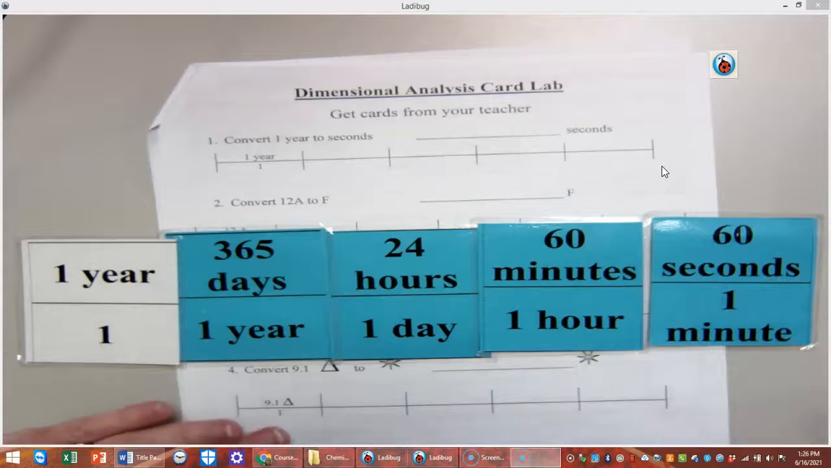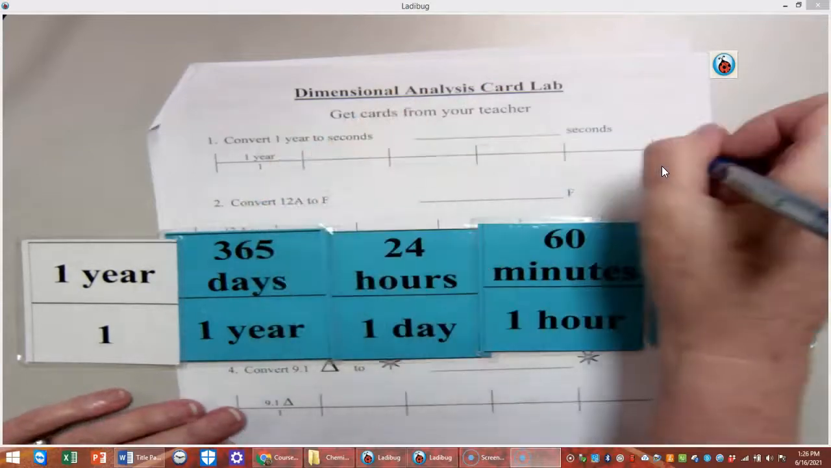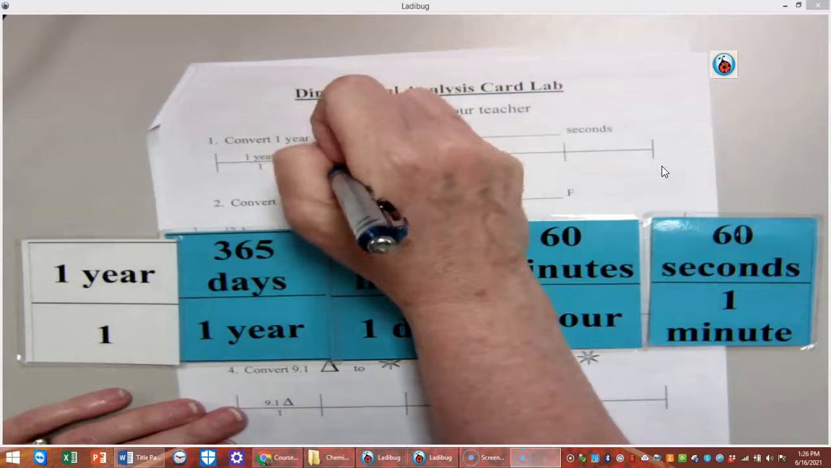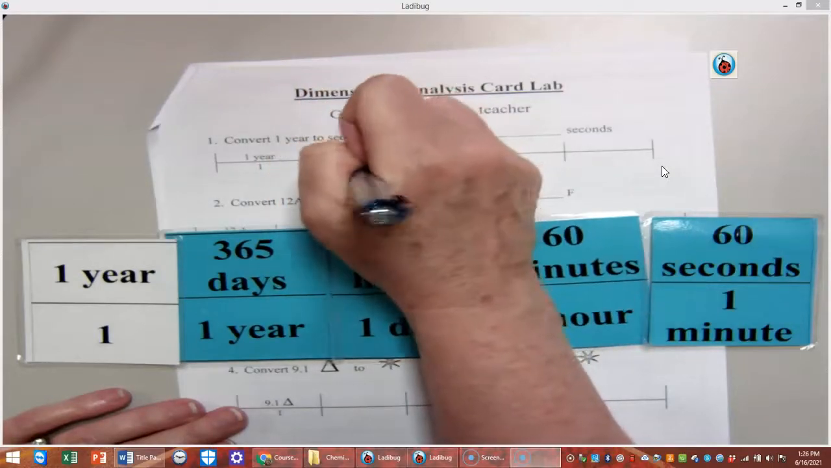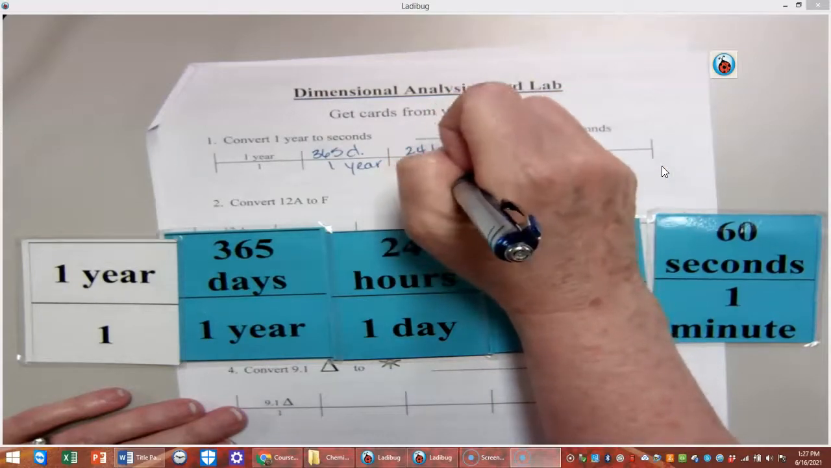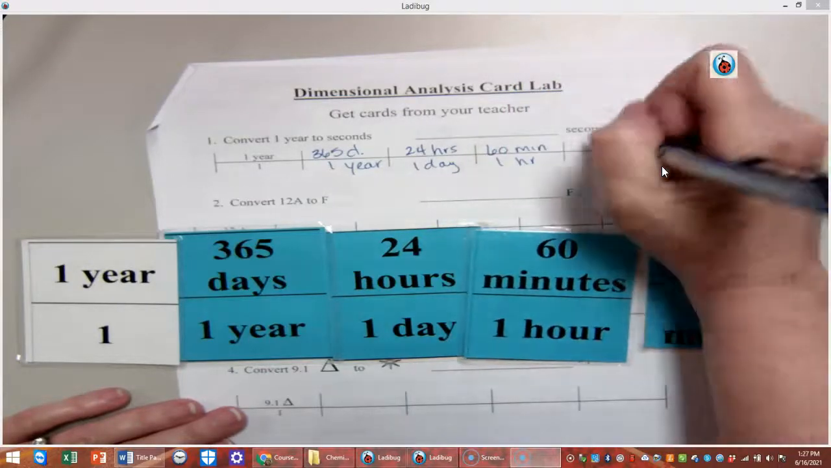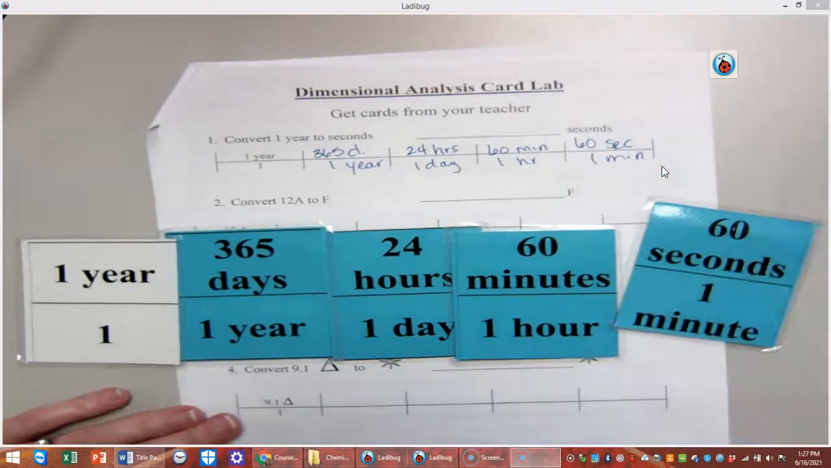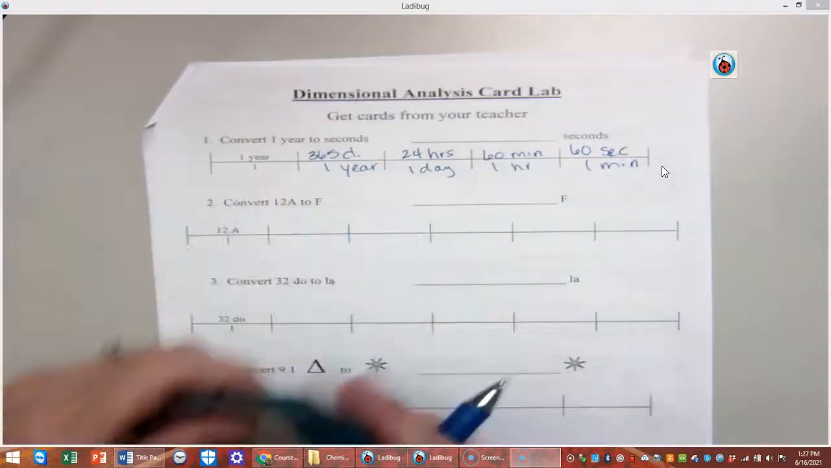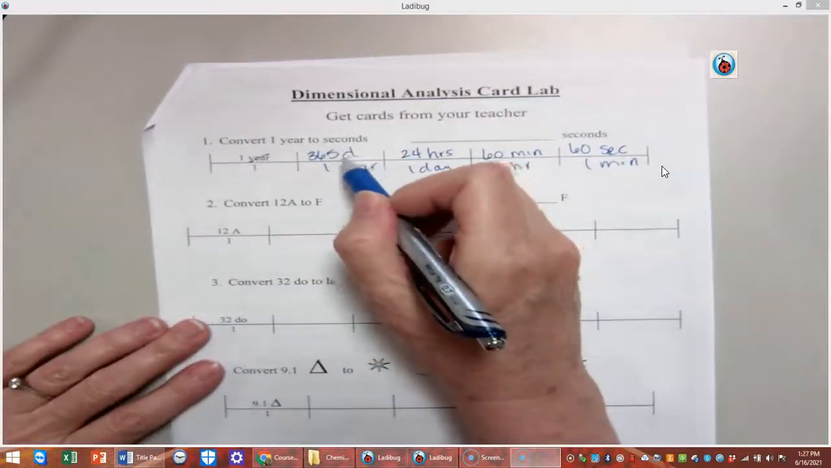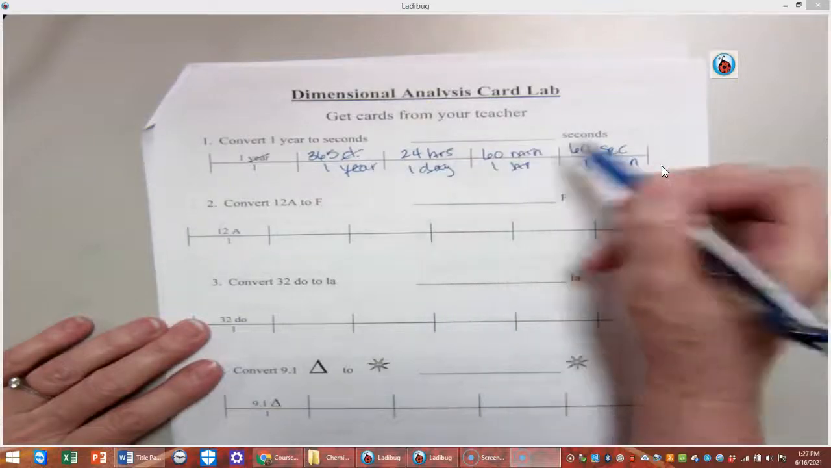To solve that, I'm going to put the numbers in what we call the train tracks. So I'm going to put 365 days is 1 year. There's 24 hours in 1 day. There's 60 minutes in 1 hour. And there are 60 seconds in 1 minute. I've got all that down, and now let's look. Years cancel, days cancel, hours cancel, minutes cancel. I'll be left with seconds, and now all we have to do is calculate.